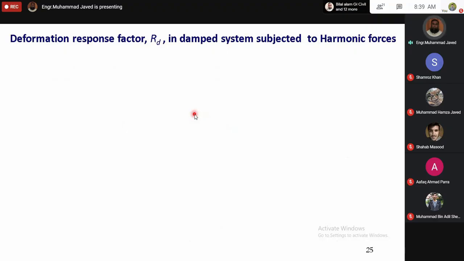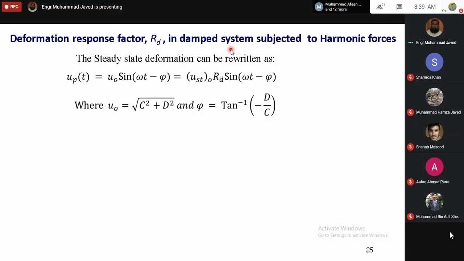So in this lecture, in this slide, we will discuss once again deformation response factor, but in damped systems. So the steady state response, which can be written in this form, UP of t is equal to UST naught into RD into sine omega t minus phi.